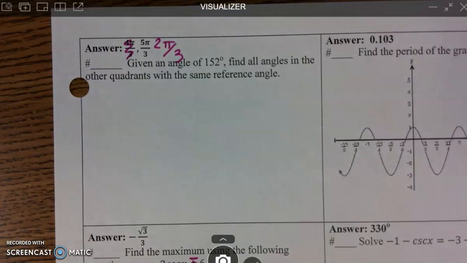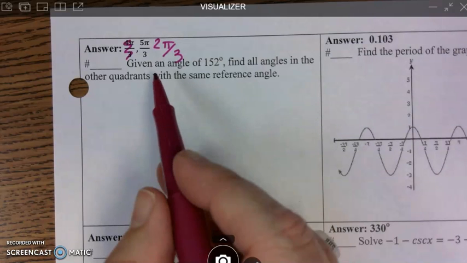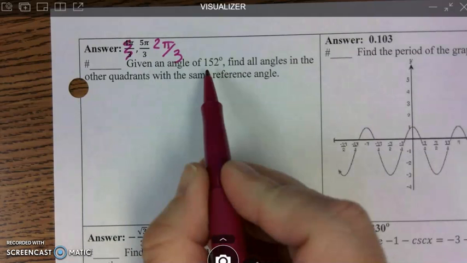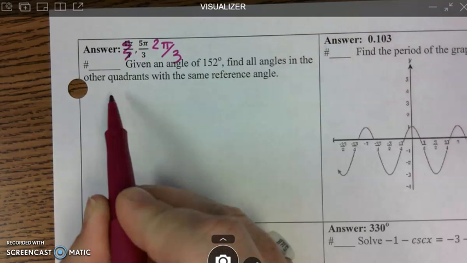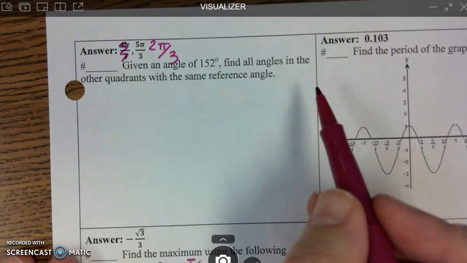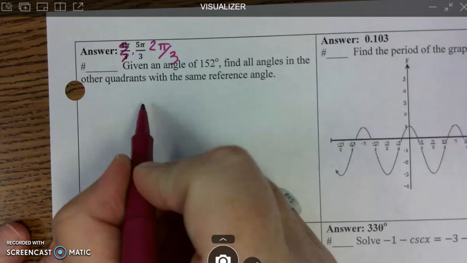Okay, hi guys. So last page. It says, given an angle of 152 degrees, find all angles in the other quadrants with the same reference angle. So my advice, let's draw a big old bow tie.